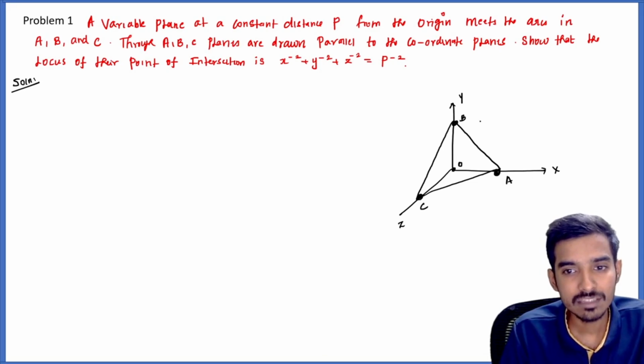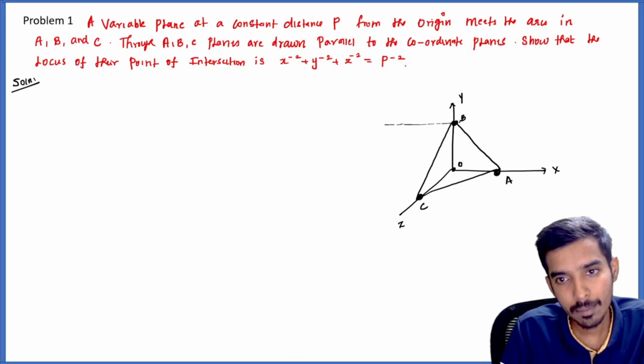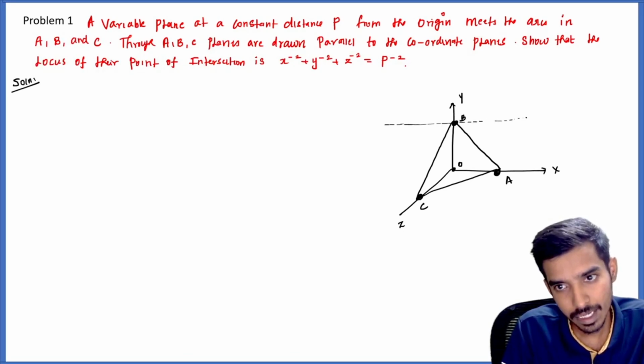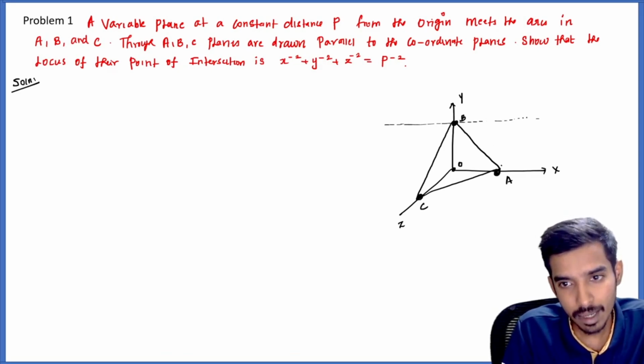X, Y, Z are the coordinate planes. So through A, B, C, I'm going to draw planes parallel to the coordinate planes. This is one plane. I'm just drawing a very, very rough diagram. Through B, I'm drawing a plane that is parallel to the coordinate plane. You can say this is parallel to this coordinate plane, and through A, I'm drawing another plane that is parallel to the coordinate plane.